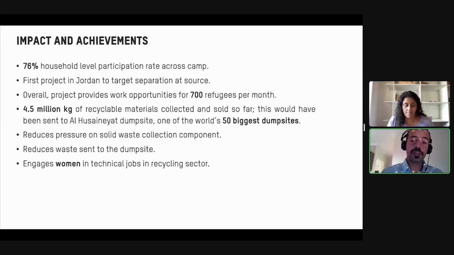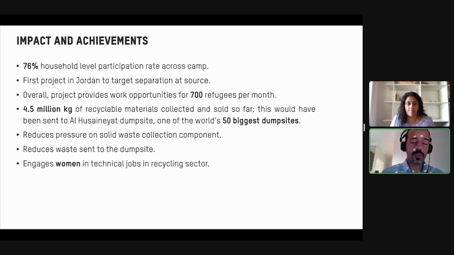And all these wastes were supposed to go to the Al-Hsaniyat dump site, which is one of the world's 50 biggest dump sites. It was operated from the 70s, and it's still operating till now. We reduced the pressure on the solid waste collection component.